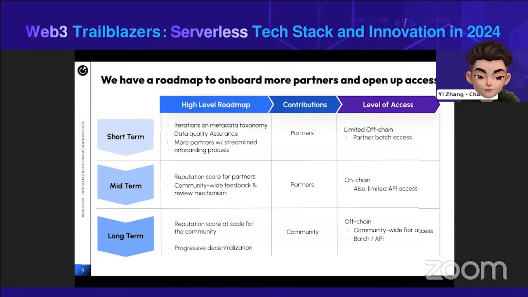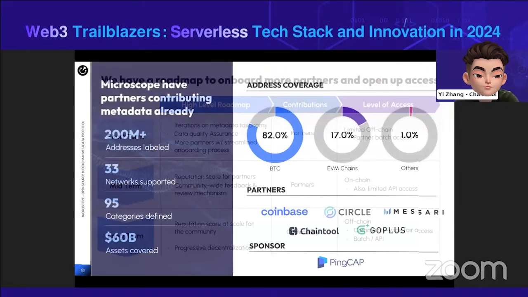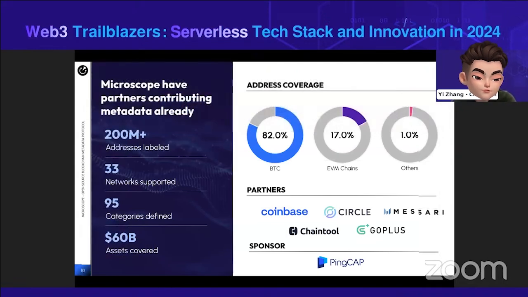Okay, that's a summary of our roadmap. Here we go, where we are now. On the left-hand side, we have some numbers to showcase the amount of data we have. We have over 200 million addresses labeled. The address count here, I want to highlight: some addresses can appear on Ethereum and Arbitrum together. We counted them twice because the transactions on different networks can differ. And we support 33 networks, 95 categories, and we cover over 60 billion transactions, I think on average counting.